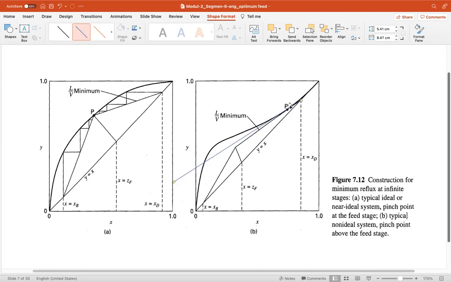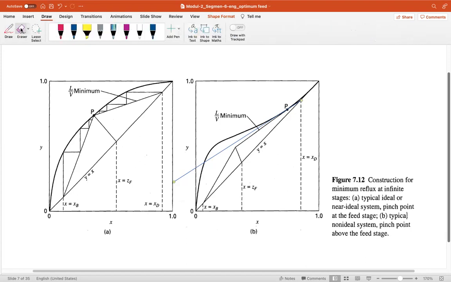It has to touch the curve. So to get the R minimum, this one is XD per RM plus 1. To get that point, you have to make a line that starts from the distillate, and it should pass through a point P.